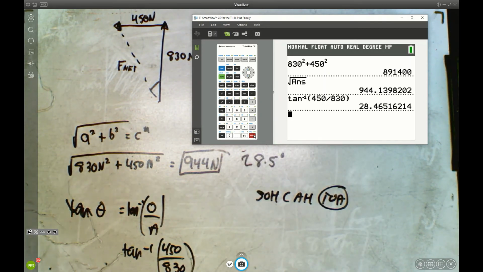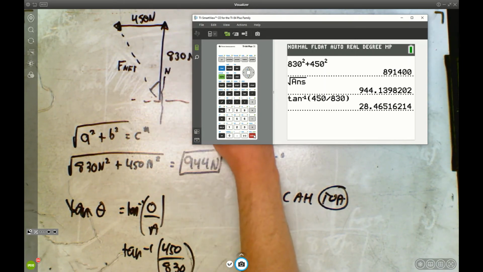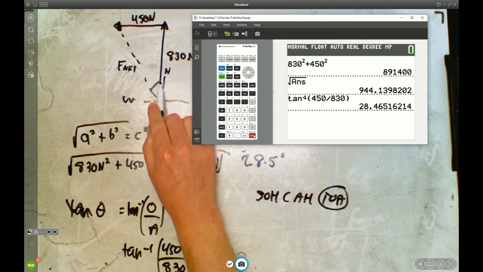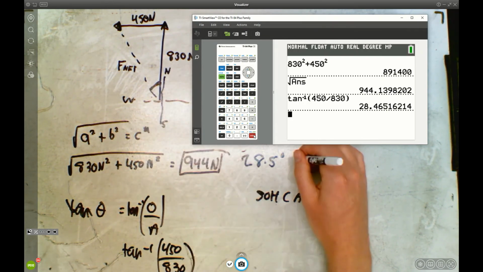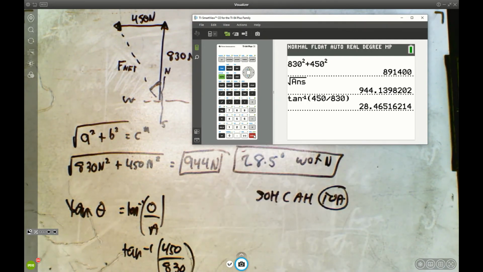And I need to put an angle in that, so I draw on north, east, south, and west. So I'm not going directly north, which it's touching. I'm going west of north. So west of north would be the answer. And that's how you'd answer that for full marks.